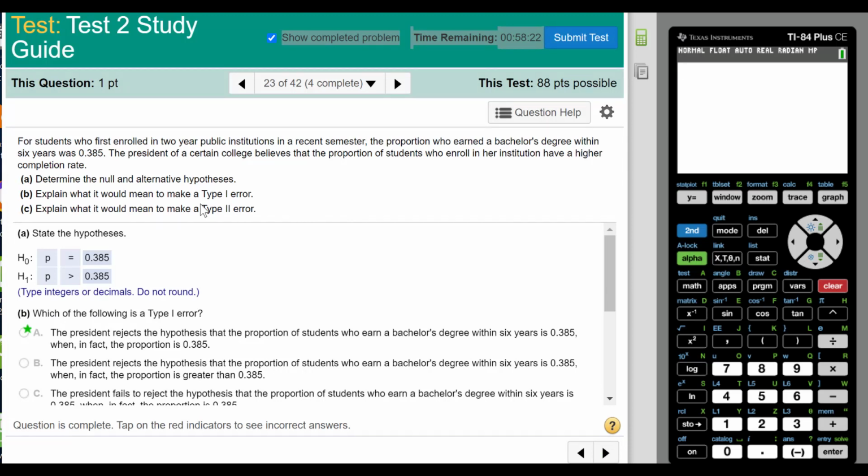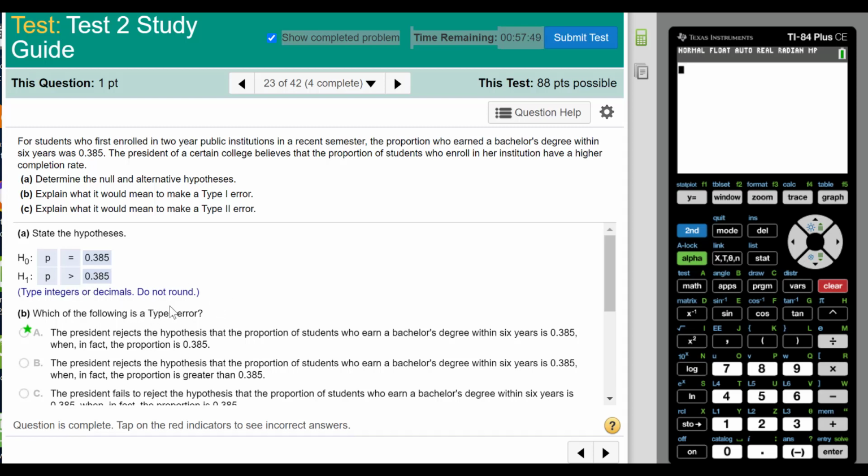For students who first enroll in a two-year public institution in a recent semester, the proportion who earned a bachelor degree within 6 years was 0.385. The president of a certain college believed that the proportion of students who enroll in her institute have a higher completion rate, so more than 0.385. What's the null and the alternative? Remember, the null is always an equal sign, so 0.385. And since they're making the claim that the proportion is higher, we just put the greater sign.